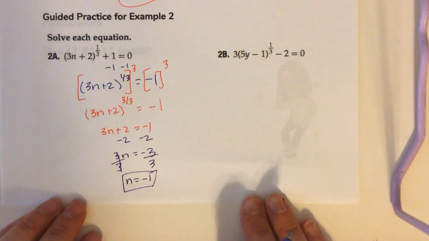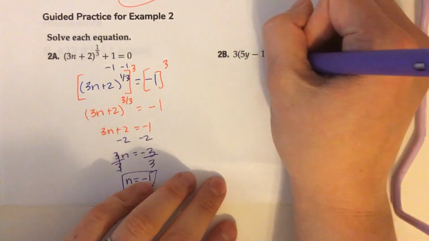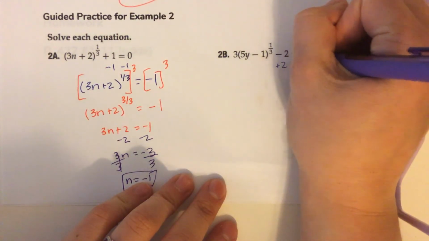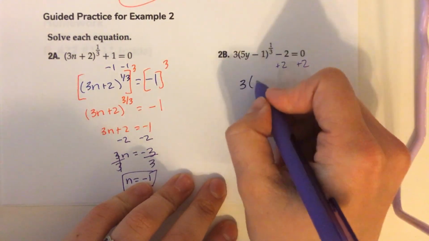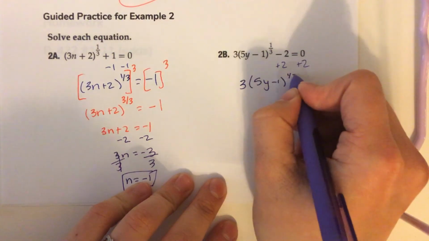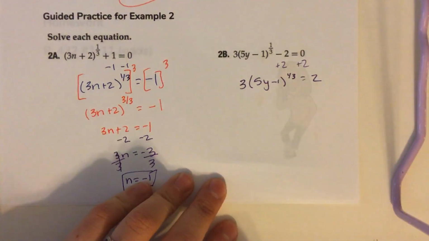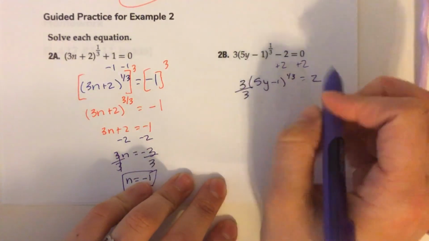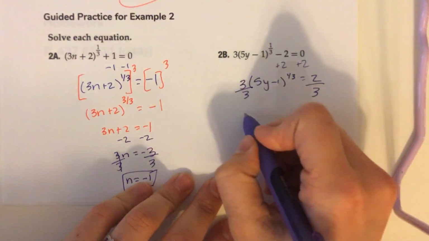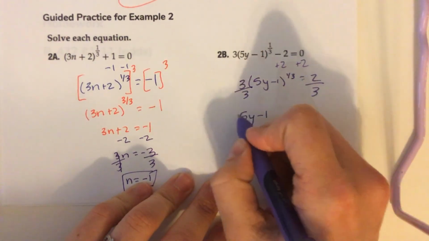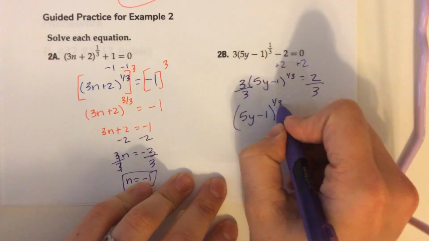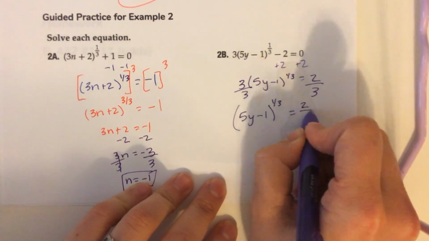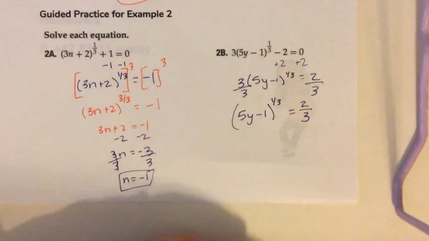So moving over to 2b, again, let's isolate that expression. So we want to add 2 to both sides to get that it equals 2. We're going to divide by 3. Ooh, we got a fraction. Let's go ahead and leave it as a fraction because fractions are not that messy to mess with, so it's okay. We're just going to leave it as a 2/3 fraction.